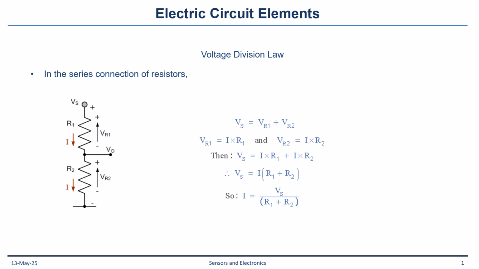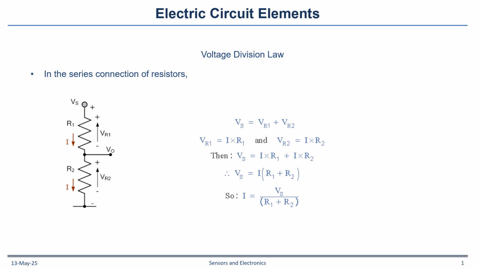So assume that the voltage across two resistors R1 and R2 is Vs, and Vs is the voltage for both of them. So the voltage for resistance 1 is VR1 and the voltage for resistance 2 is VR2. So VR1, the voltage for resistance 1, is R1 multiplied by I, and the voltage for resistance 2 is I multiplied by R2.